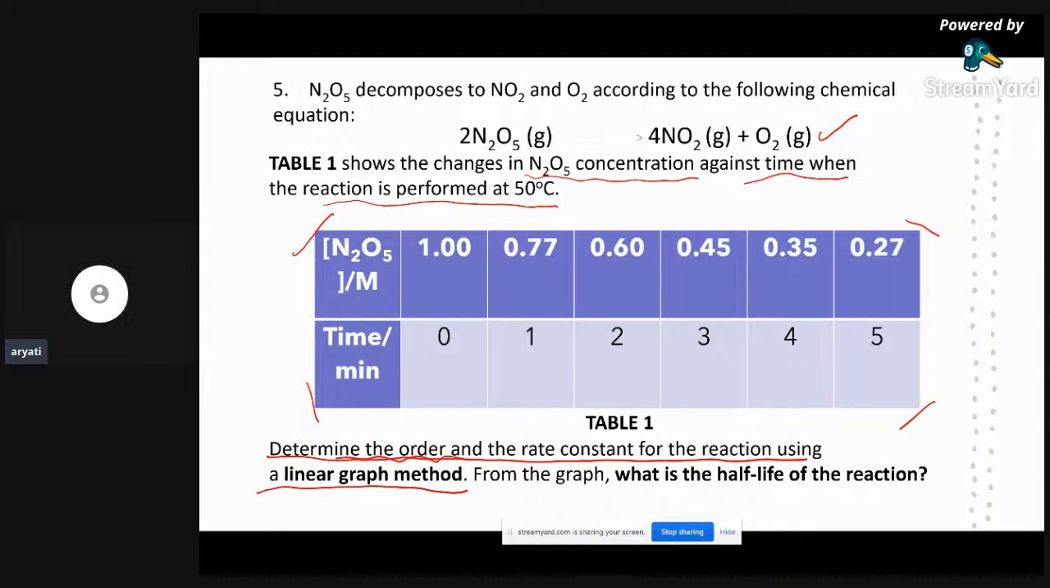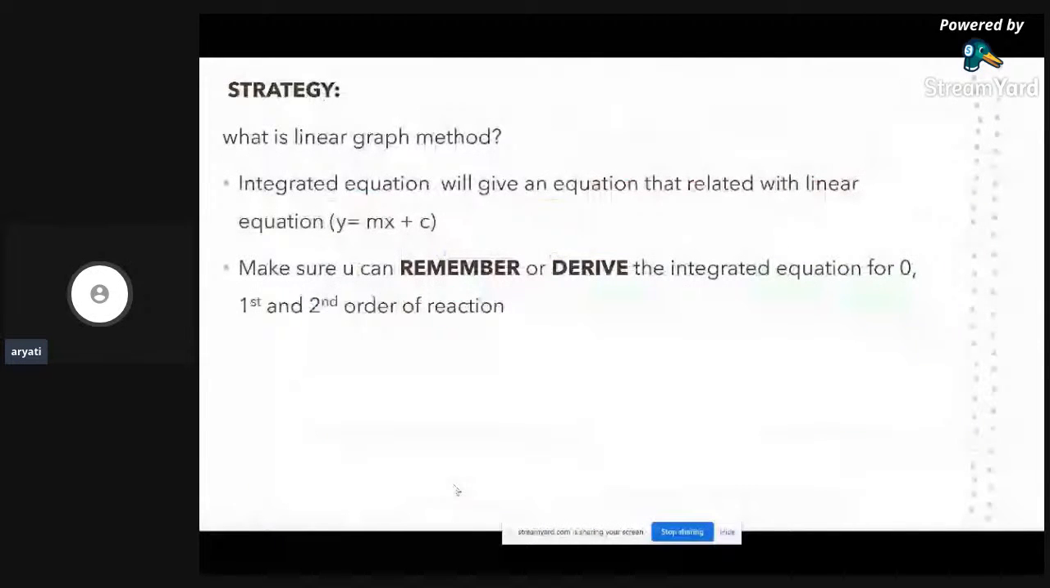So this question is specifically to determine the rate constant and the order of reaction by using a linear graph method. And then from the graph, what is the half-life of the reaction? Okay, so your strategy: what is the linear graph method?